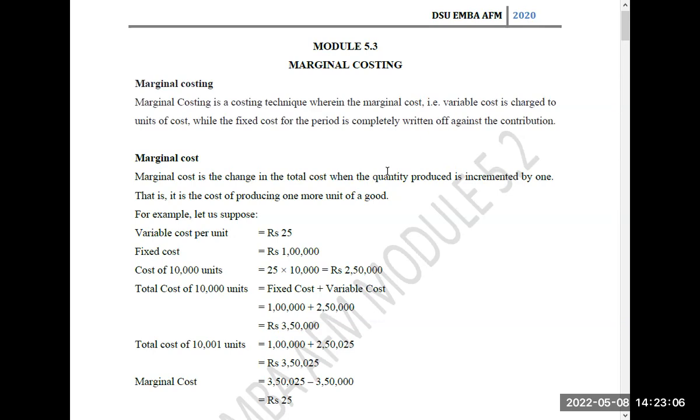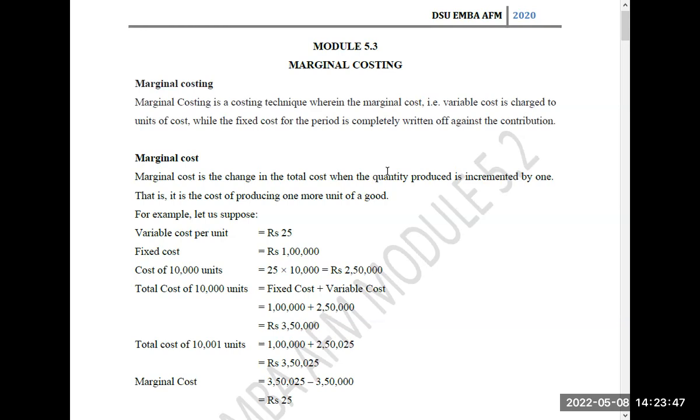Variable cost per unit to manufacture a particular unit of product: I am spending on many things, labor, material, expenses, etc. But all those things put together, in the nature of variability, amount to 25 rupees. Say, for example, the water bottle, container, and water put together is equal to 25. Assume it is for a 5-liter water bottle, 25 rupees. Next, the fixed cost. Fixed cost means the room rent, supervisor salary, etc. Irrespective of your water bottle production, we have to spend that. That is equal to 1 lakh.